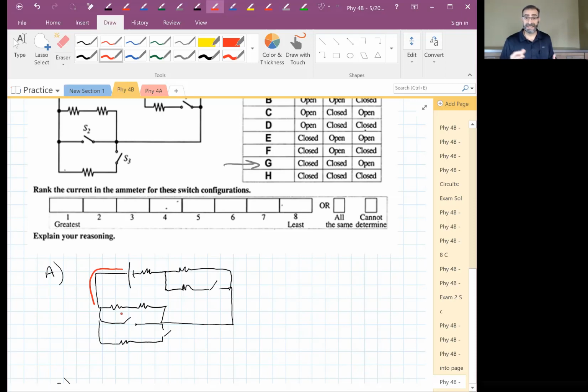Two of those paths have open switches. They are infinite resistance, so the current really does not have any path. It has to take this branch, and then it gets to this junction, and that switch is open, so it doesn't really have a choice there either, does it? So that's the path of the current in part A, and it has no other choice.